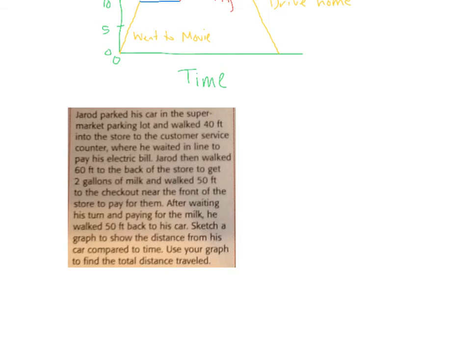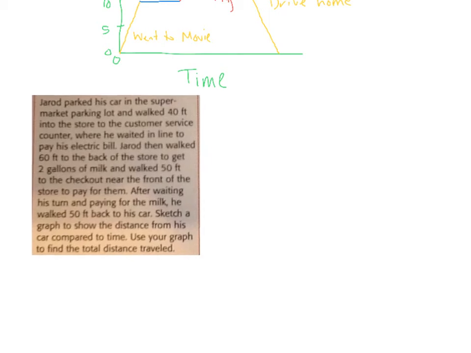So here's another story problem. Jared parked his car in the supermarket parking lot and walked 40 feet into the store to the customer service counter where he waited in line to pay his electric bill. Jared then walked 60 feet to the back of the store to get 2 gallons of milk and walked 50 feet to the checkout near the front of the store to pay for them. After waiting his turn and paying for the milk, he walked 50 feet back to his car. Sketch a graph to show the distance from his car compared to time. Use the graph to find the total distance traveled.